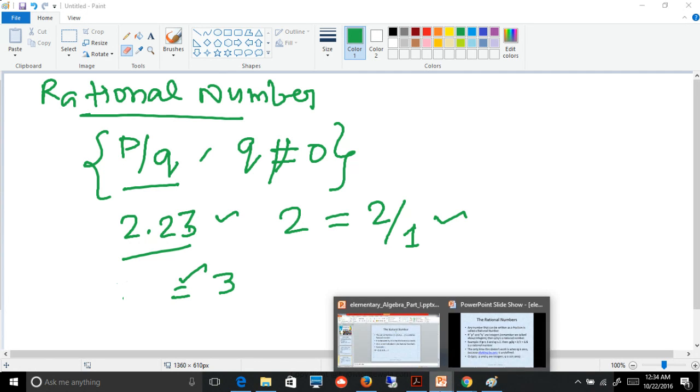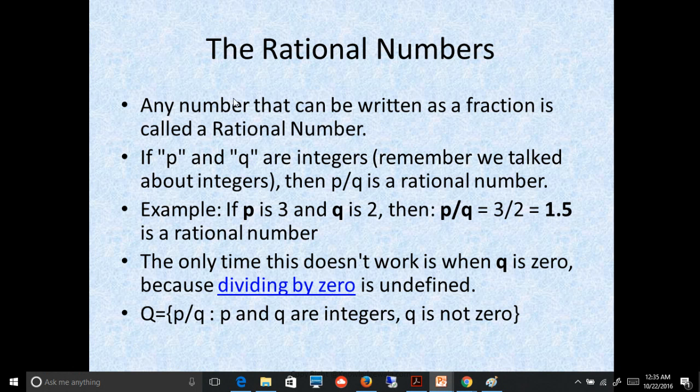Okay, so now I'm checking here, and any number that can be written as a fraction is called a rational number. If p and q are integers, remember we talked about integers, then p divided by q is a rational number where q is not 0. Remember it. P and Q should be integers where Q should not be equal to 0. So this is called a rational number.